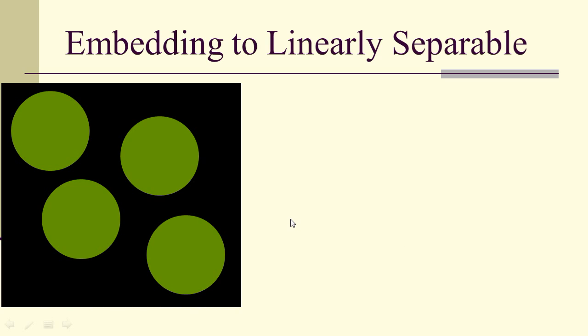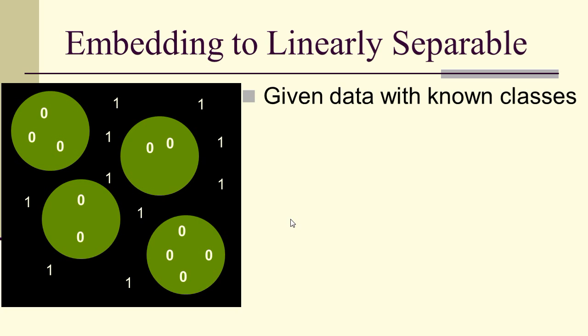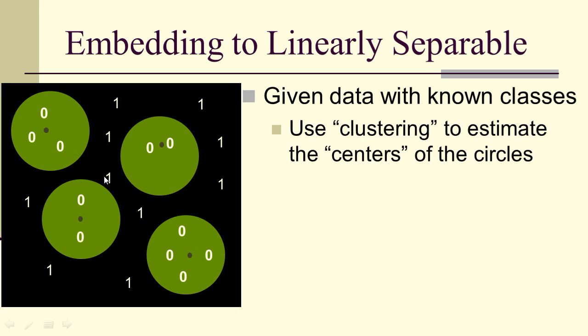So suppose we had this partition: 4 green circles and everything else is black. Well, we would have a sampling of data, class 0 and class 1, and we would have to approximate the partition of the plane using the data. So given that data, we might cluster to find approximate centers of the circles. We don't really know the circles. All we know is that there is a 2-class partition of the plane, and we have to use the data to infer what that partition is.